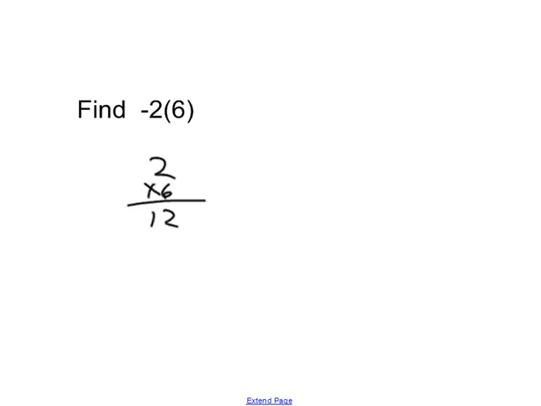Negative 5 times 7. 5 times 7 is 35. And since the signs are different, it's a negative 35. Negative 35. Find a negative 2 times 6. We've got 2 times 6, which is 12. And since the signs are different, it's negative 12.